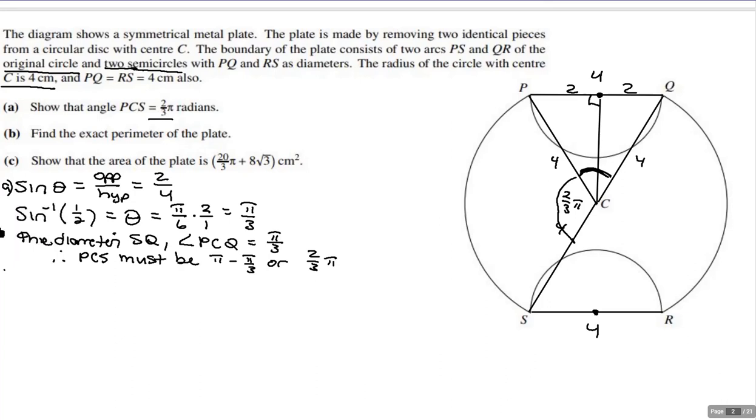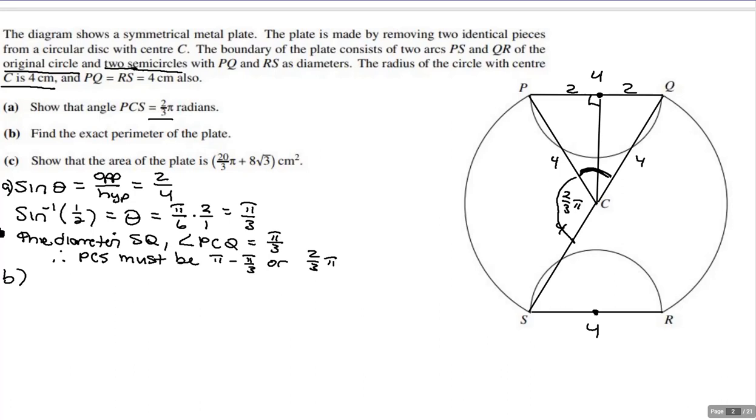They want us to find the perimeter. All right, so the perimeter of what? The perimeter of the plate. Okay? So what can we do about that? We can find the arc length. Is that what you're saying? Yeah, the arc length of PS.